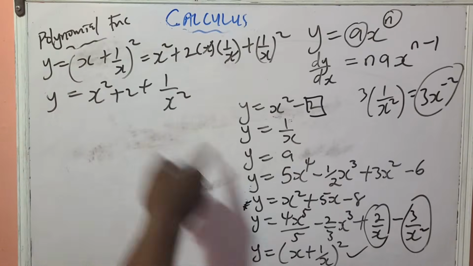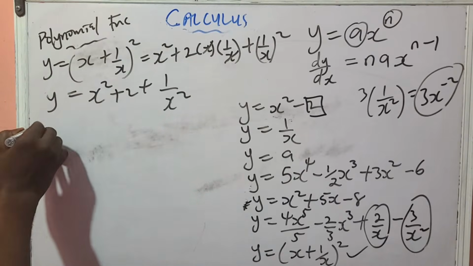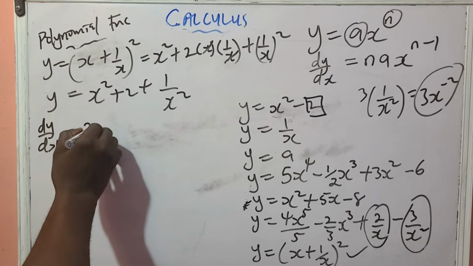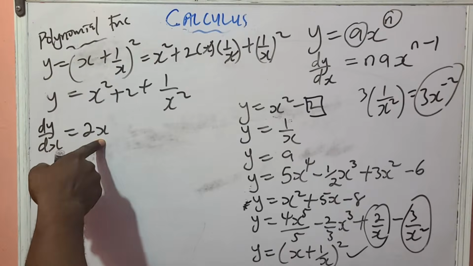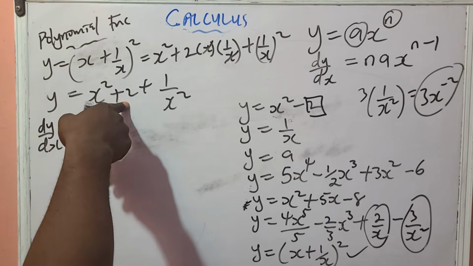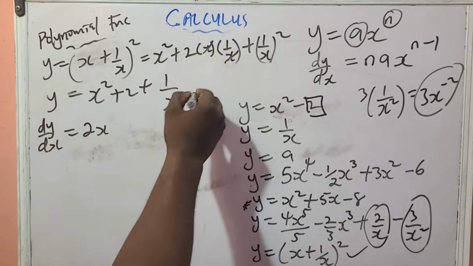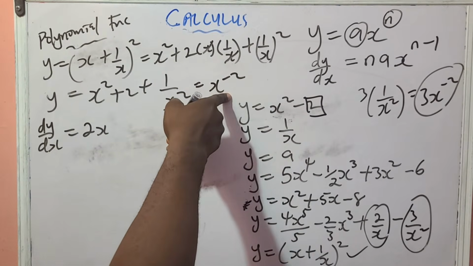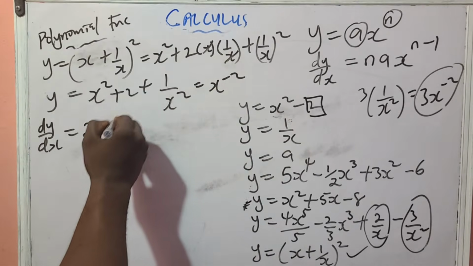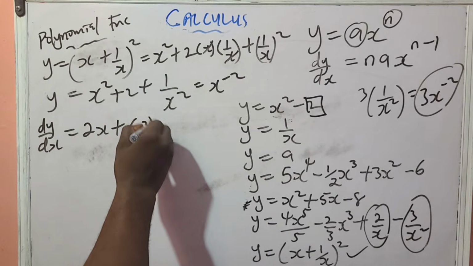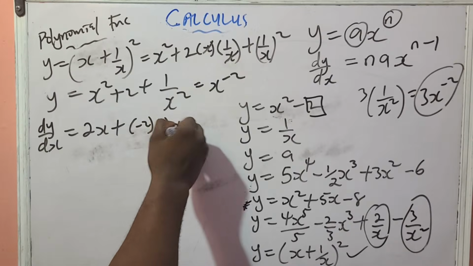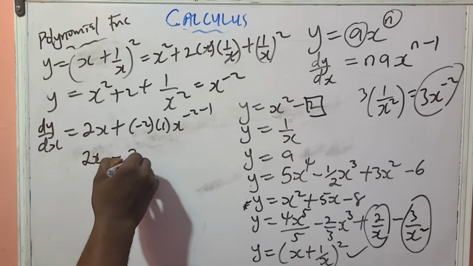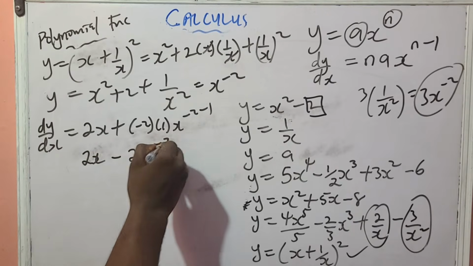So this has been brought to this. So now we can go on to find dy over dx. The dy over dx will be 2x here, for this will be 2x. I'm sure you know that now. This will turn to 0. It's a constant. And for this, of course, this can be written as x raised to power minus 2. So that will be plus minus 2 times 1, x raised to power minus 2 minus 1. So this will be 2x minus 2x raised to power minus 3.